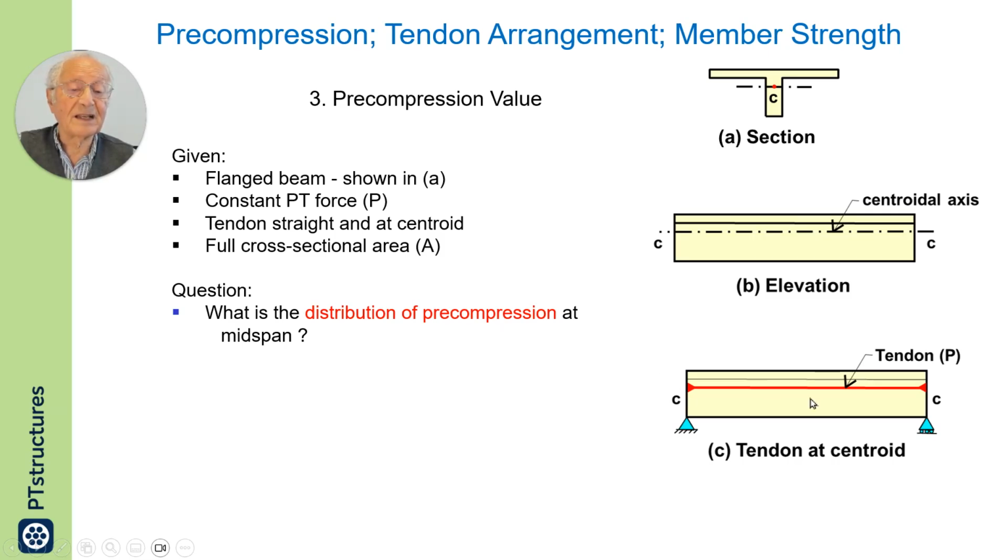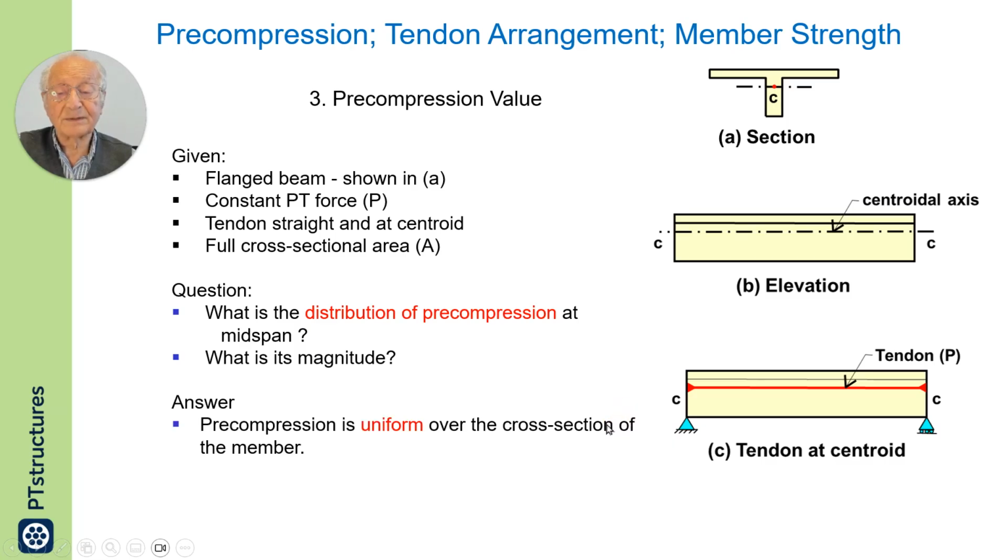Tendon is at the centroid. Tendon is straight. What is the precompression at midspan? What is its magnitude? What is its shape? The answer: precompression is uniform over the cross-section. Its magnitude is force divided by A.